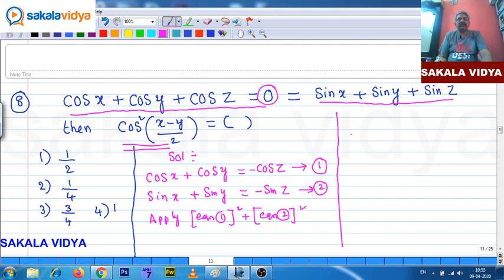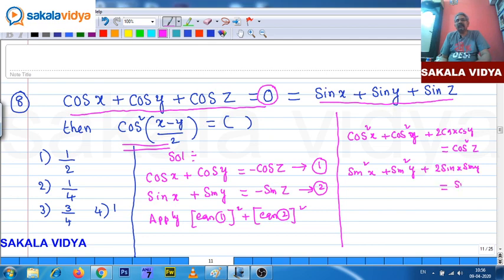That means cos x plus cos y whole square, using the a plus b whole square formula, we have cos square x plus cos square y plus 2 cos x cos y equal to cos square z. In the similar manner, sin x plus sin y whole square, we get sin square x plus sin square y plus 2 sin x sin y equal to sin square z.